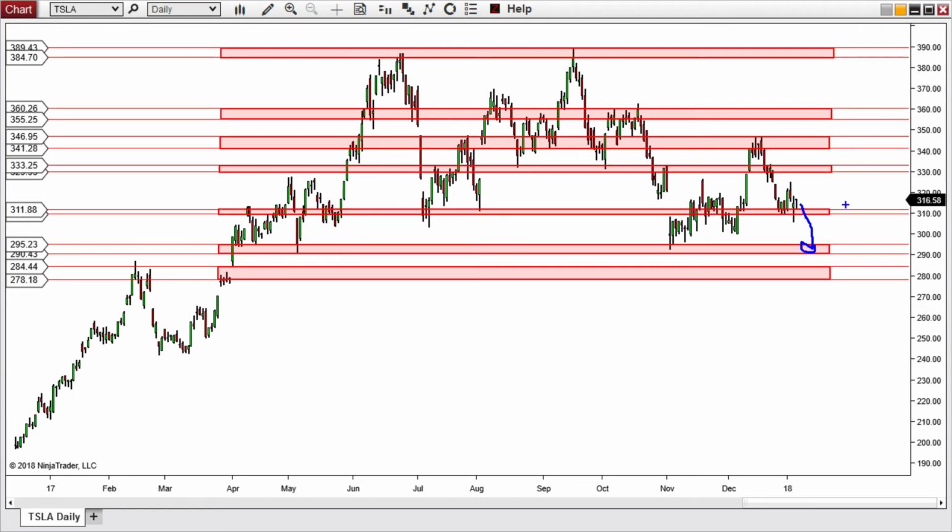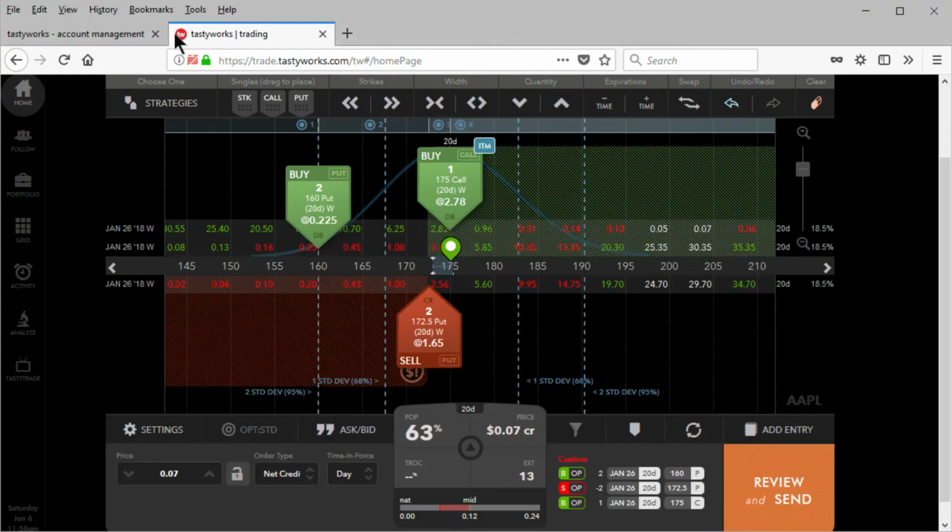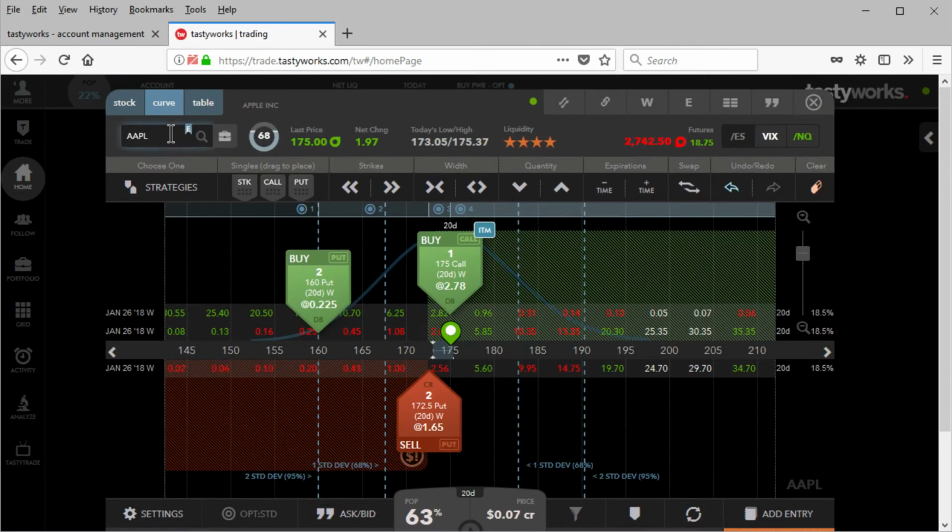What I'm going to do is buy a 315 put, so that gives me a $20 move from here if it comes down. So let's take a look at that option trade. Again, we're going to go back to the Tasty Work platform, and let me change this and put up Tesla.